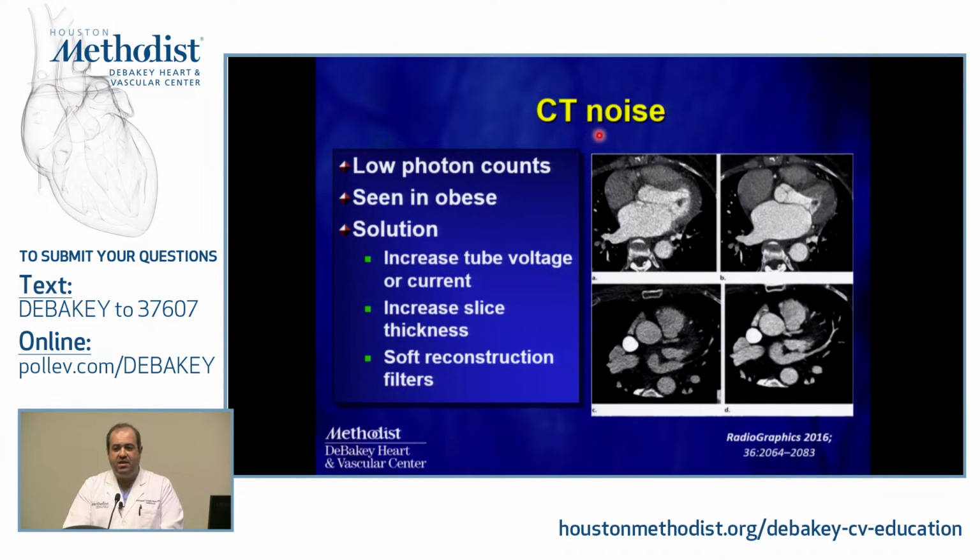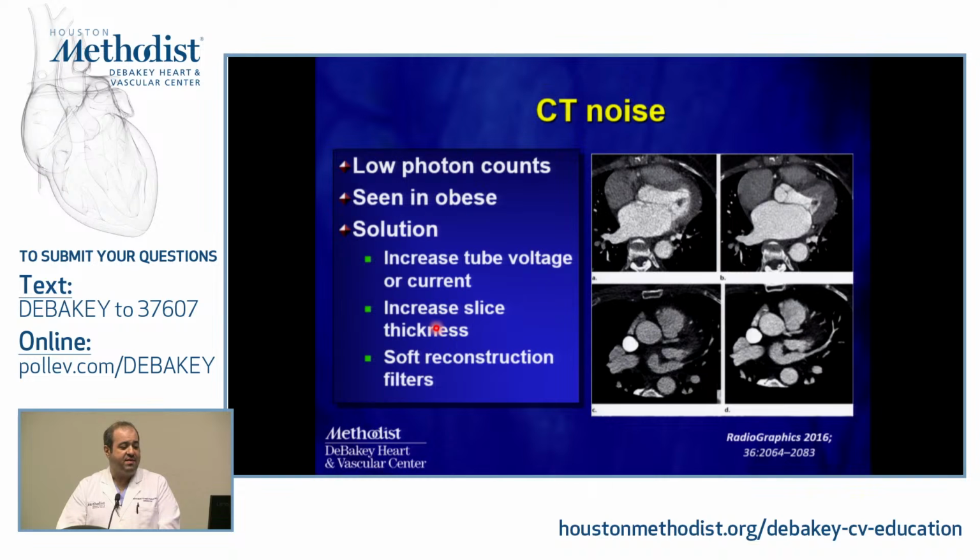The noise in CT usually occurs when you have what we call photopenia, or low photon counts, typically seen in obese patients with a higher BMI, and everything is big, unfortunately, here in Texas. So what are some of the solutions? You can increase the tube voltage, but remember that this can exponentially increase the radiation dose. Very rarely do we go above 140 kilo electron volt. The standard tube voltage is 120.